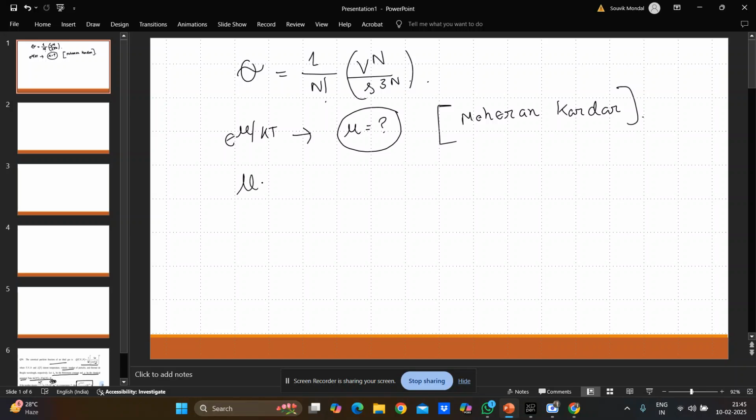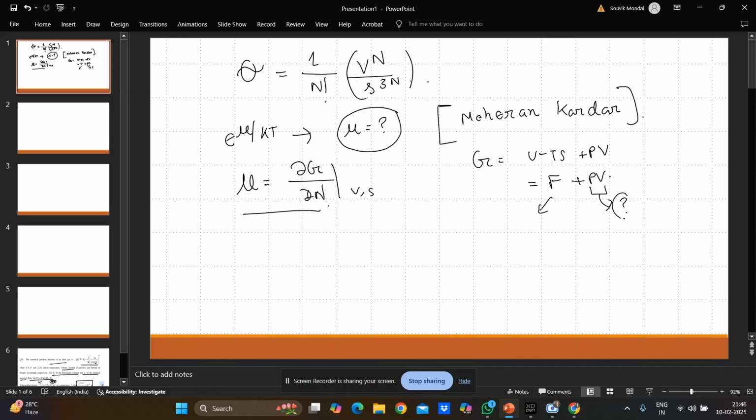So mu is basically del G by del N, given that all other things, V and probably S or T, are fixed. So mu is del G by del N, and basically you have to find G. You know that G is U minus TS plus PV, and U minus TS is simply F, so it is F plus PV. You don't know what PV is, so this is your main job, to find PV.